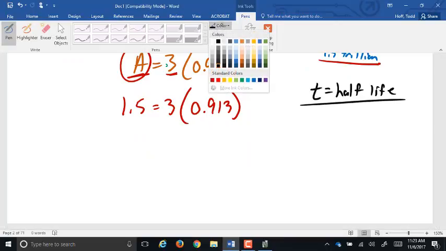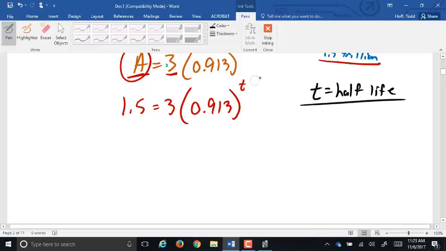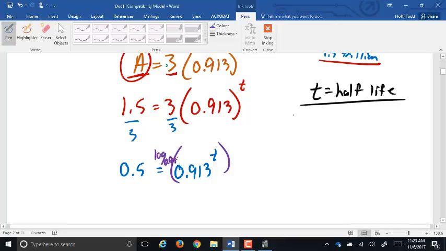Okay, so let's go ahead and solve this. What do we do to solve this? Divide by 3, so it's 0.5. And then we're going to log, exactly. Perfect, log base 0.913.